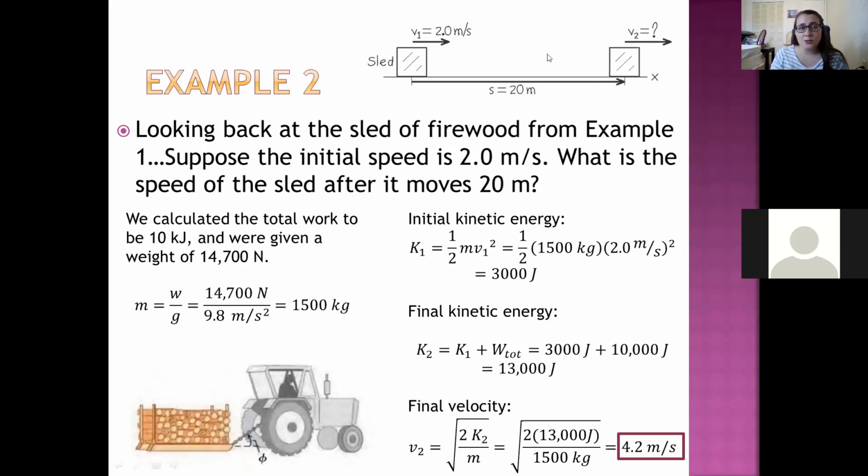Okay, any questions about this example? Okie dokie. So if you have questions, of course, type them in the chat.